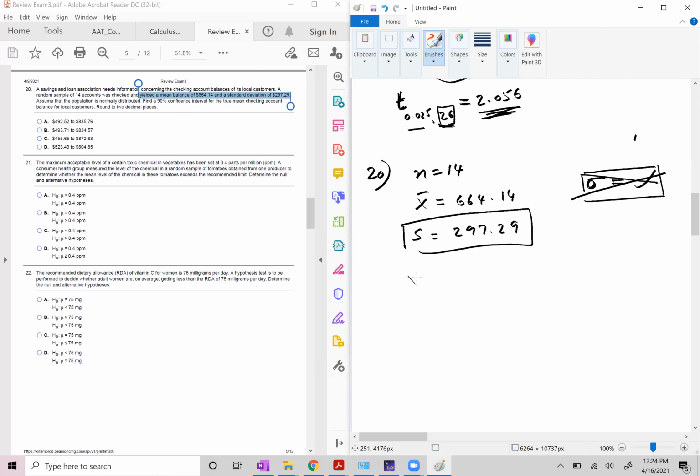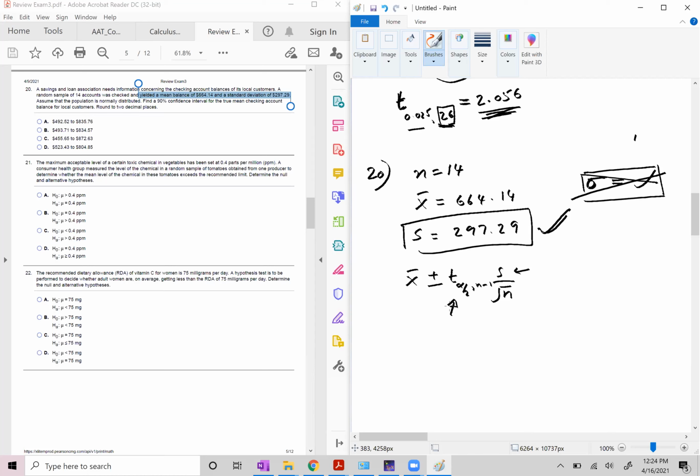Out of these two equations, now you have to use this one: X bar plus or minus t alpha over 2, S over square root n. The one with z alpha over 2 and sigma over square root n is out of the way. Why? Because when the sample standard deviation is given, you have to use this. Now, everything is given. What we need to find is t alpha over 2 comma n minus 1.